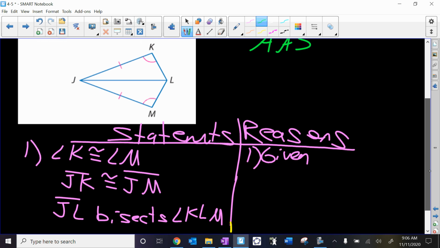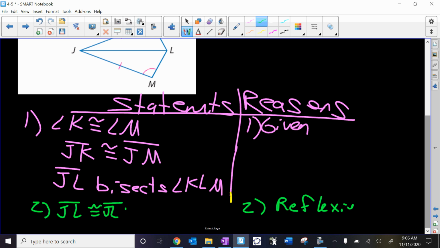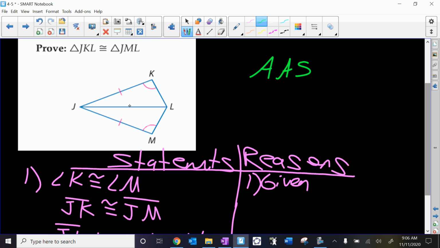And I bet that you will write down JL is congruent to JL. I'll write it down, but I'll show you that it really doesn't get us very far. But we do know that it is congruent by the reflexive property. So then I'm going to draw that in there. When I put JL is congruent to JL, it doesn't give me any of our four scenarios, like side, side, side, side, angle, side.